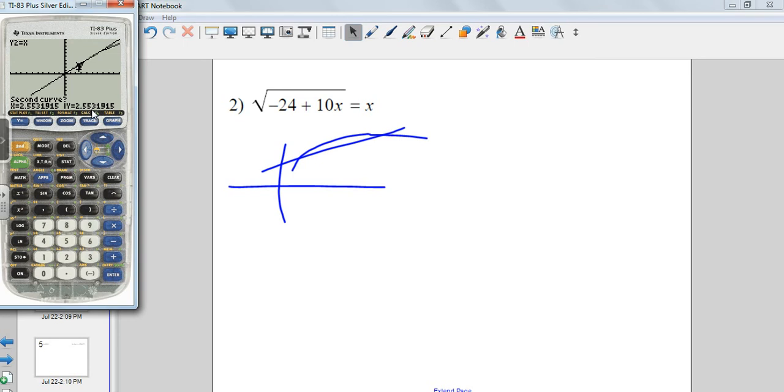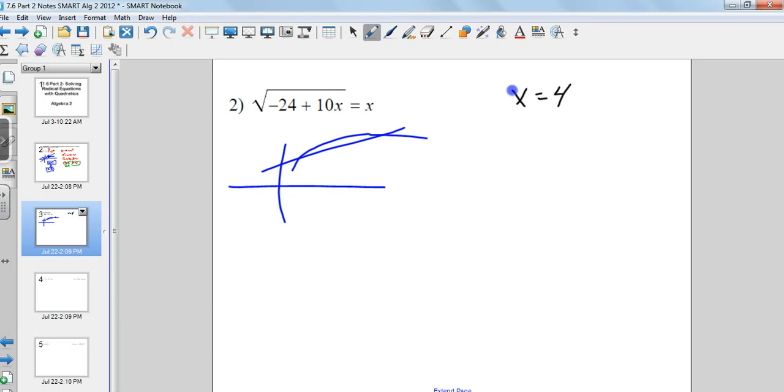Second curve looks like we're good, so I'm just going to hit enter. And then guess, hit enter one last time. And the first intersection point we find is at 4, 4. Now, that means one of our solutions is x equals 4.